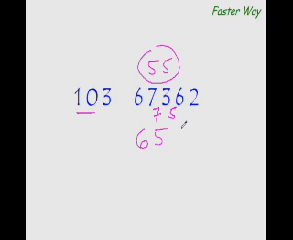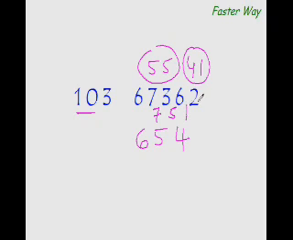Now our new dividend would be 56 minus 3 times 5, that is 15. So 56 minus 5 is 51 and jumping down 10 is 41. So 10 goes in 41 how many times? 4 times. 10 4 times is 40. So again the remainder is 1.